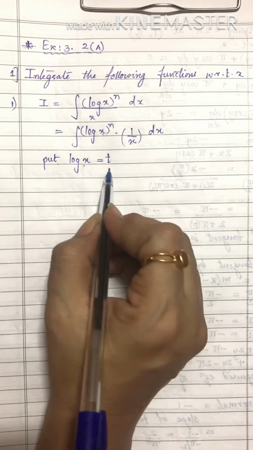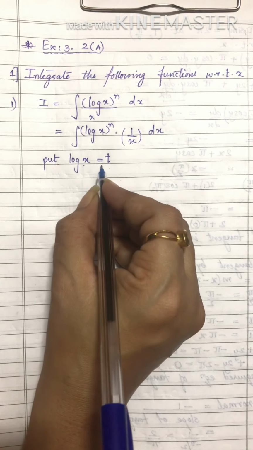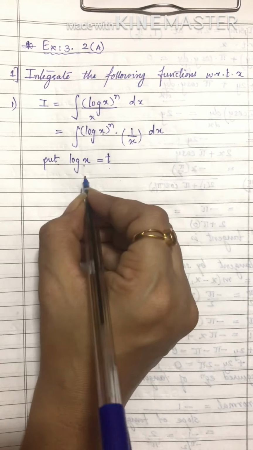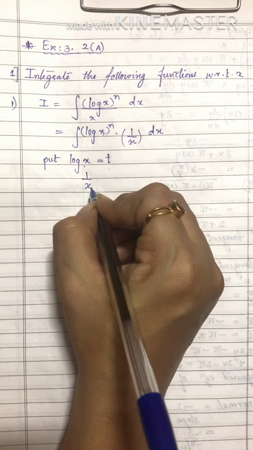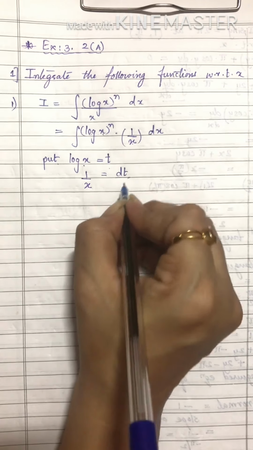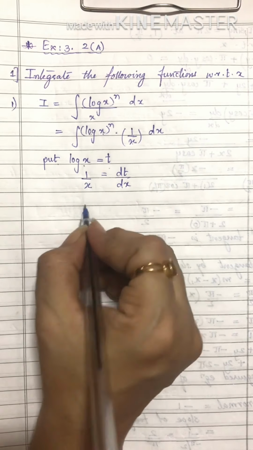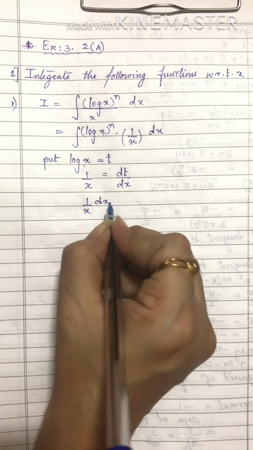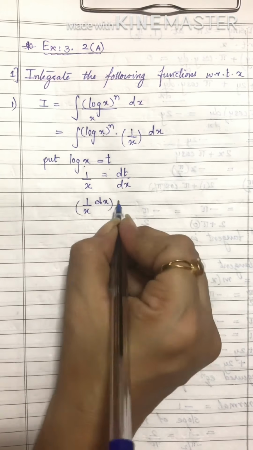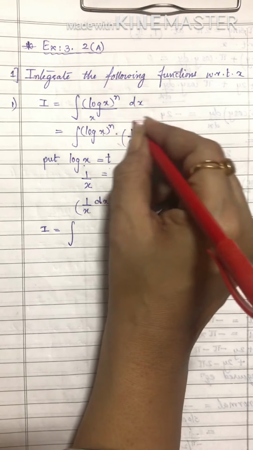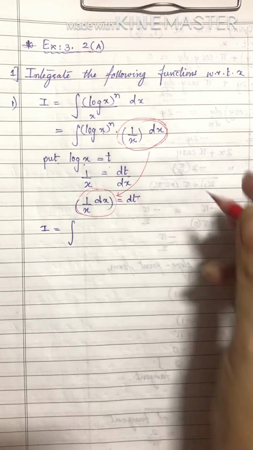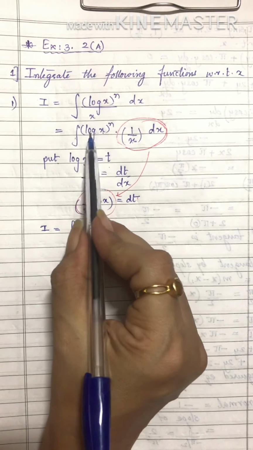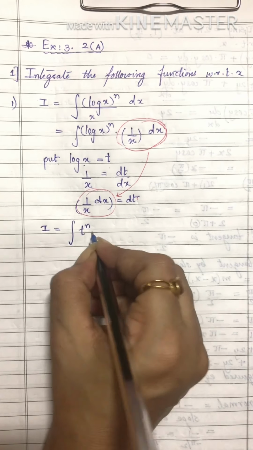So I put log x is equal to t, and then we differentiate this on both sides with respect to x. So we get 1 upon x is equal to dt upon dx. This dx we take to LHS, so we get 1 upon x dx is equal to dt. Now you will see that I can be written with 1 upon x dx here, which is the same, so in this place we can write dt. So I becomes, as we have taken log x as t, integration of t raised to n dt.